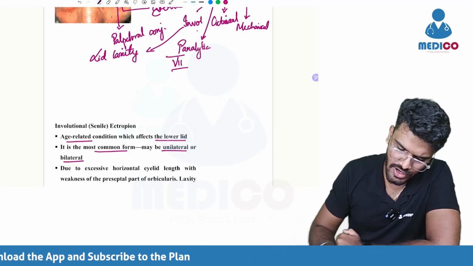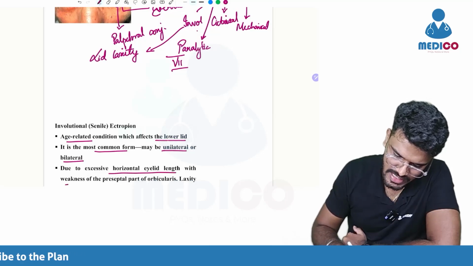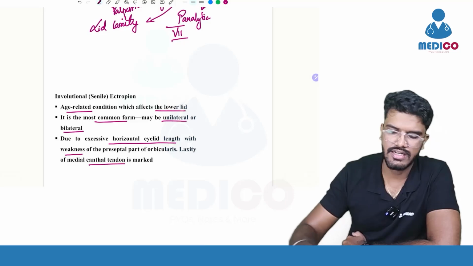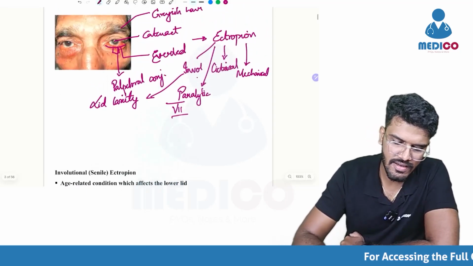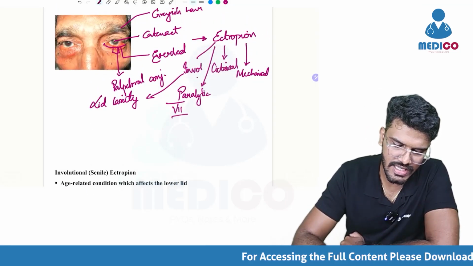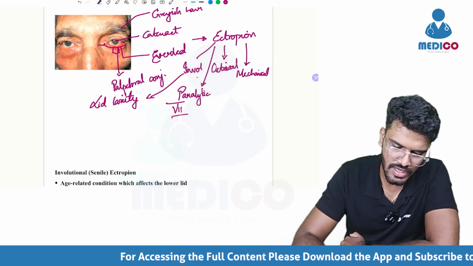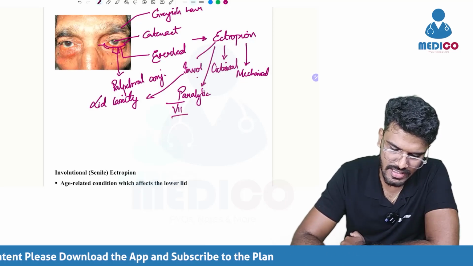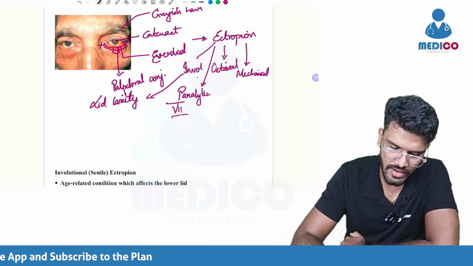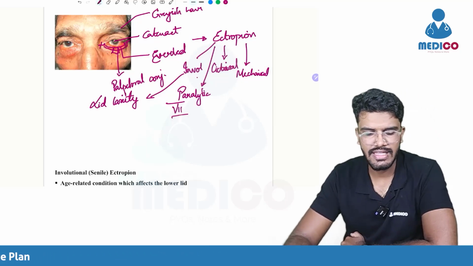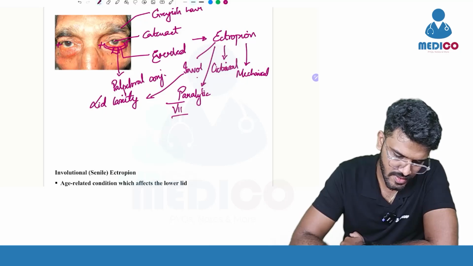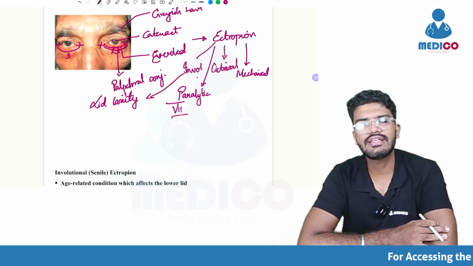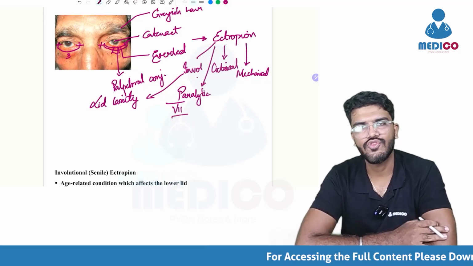It is due to excessive horizontal lid length, with weakness of the preseptal part of orbicularis, and laxity of the medial canthal tendon is marked. So what I'm trying to say is there is a tendon which attaches the skin to this bone, that is called the medial canthal tendon. Same way, the lateral canthal tendon. And here is the orbicularis oculi. So 1, 2, 3, all these three factors, when they become weak, the skin becomes saggy and tends to fold outwards.